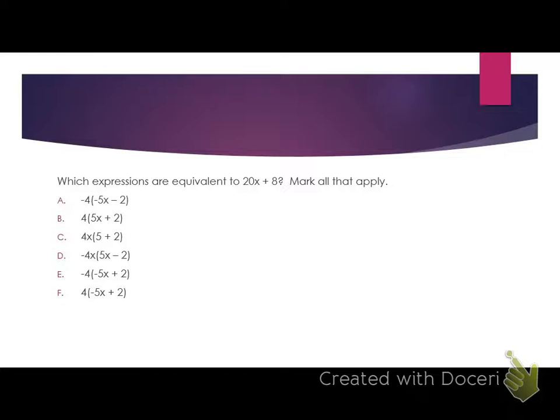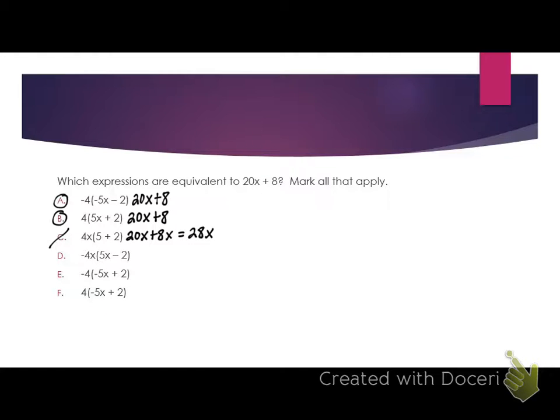For the next question, which expressions are equivalent to 20x plus 8? Mark all that apply. So we want to use the distributive property in all of the options. In A, negative 4 times negative 5x is 20x, and negative 4 times negative 2 is positive 8. That is what we're looking for. In B, 4 times 5x is 20x, and 4 times 2 is 8, so that again gives us what we're looking for. For C, 4x times 5 is 20x, and 4x times 2 is 8x. So this would give us 28x, which is not what we're looking for.